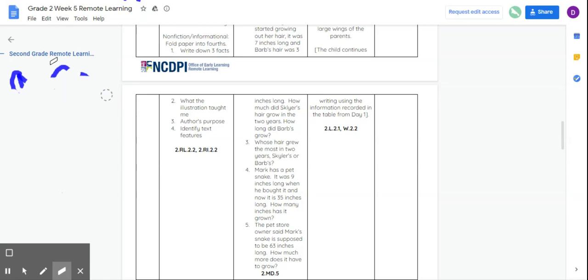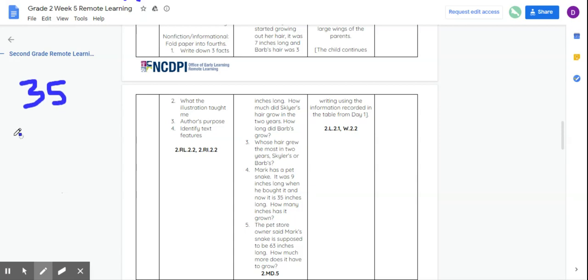Mark has a pet snake. It was 9 inches long when he bought it, and now it is 35 inches long. How many inches has it grown? So you would take away 9. You're trying to find the difference. 35 minus 9. You'd use a tens and ones chart again to figure out the difference.